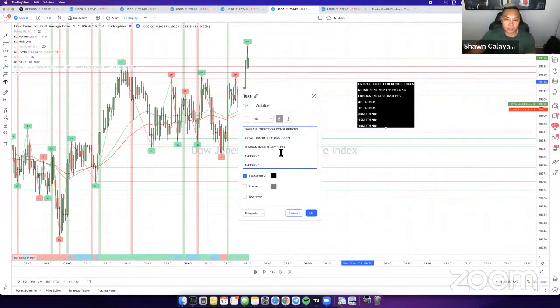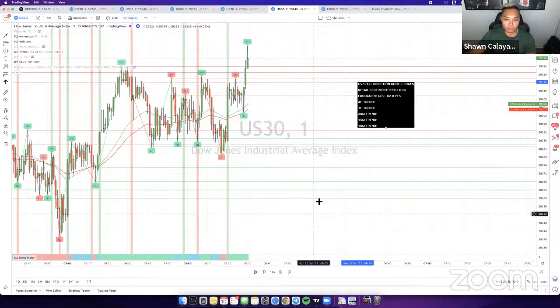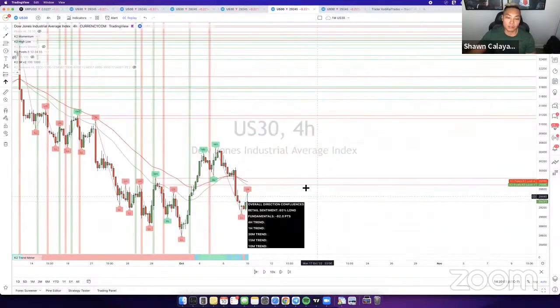So this aligns with your bias, right? Because your retail sentiment is telling you to take sells. Fundamentals are telling you to take sells as well. It's not very strong, but it's getting close to 100 points. Next, I would look at the 4-hour trend, go to the 4-hour chart, look at the trend meter.